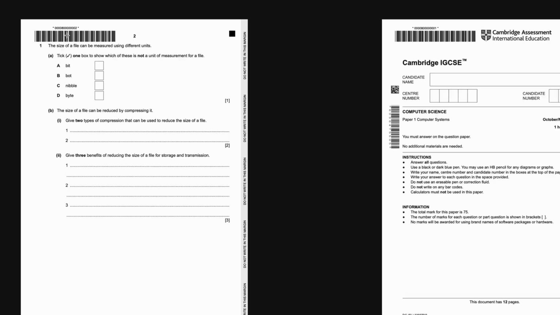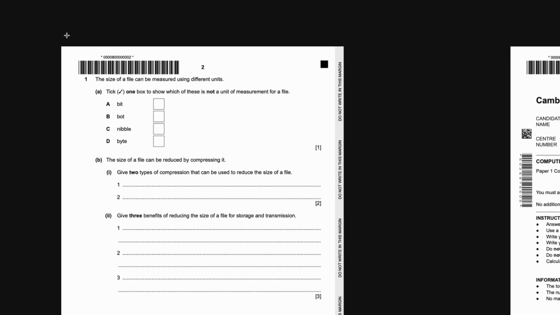Cambridge IGCSE O-Level Computer Science, Paper 1 for the session October-November 2024, Variant 1. So let's start with question 1. The size of a file can be measured using different units. Tick one box to show which of these is not a unit of measurement for a file.